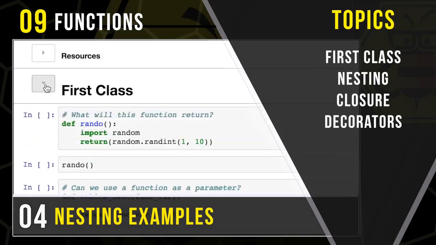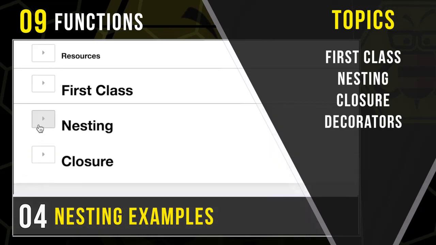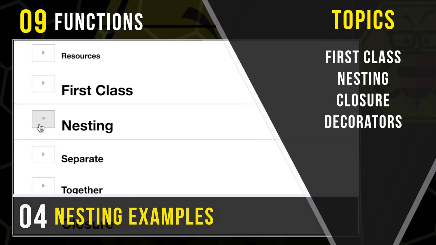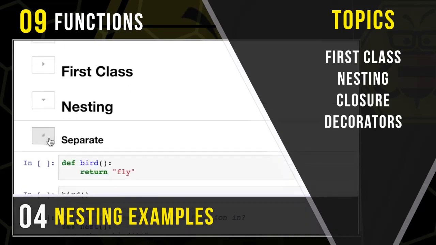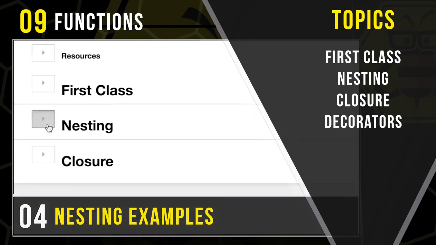And that's what makes them first class, because they have the ability to do anything that a Python object does, which is pretty incredible when you start thinking about it. And then we're going to talk about nesting and the differences in the way we can nest the different functions and what it means for how we call and execute them.